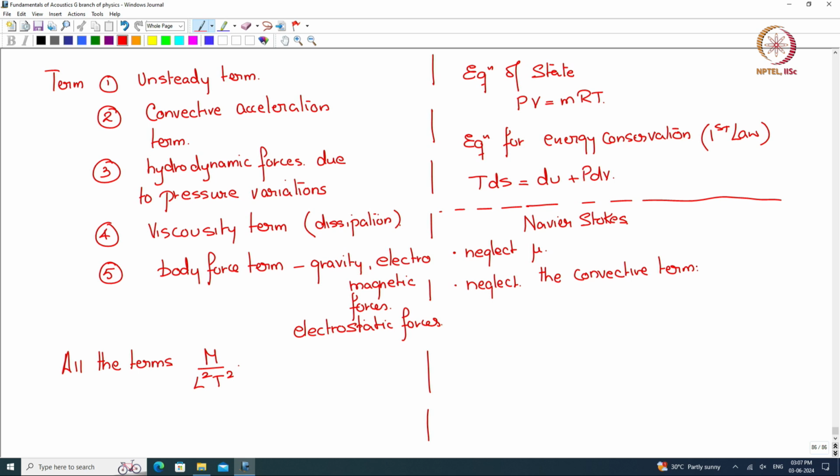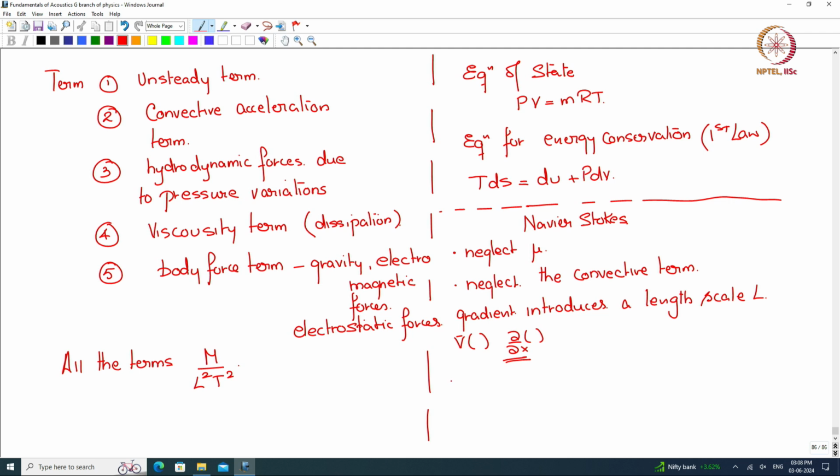Neglect the convective term. Okay, why do we do that? What I am going to say here is that a spatial gradient introduces a length scale L. If I have some del of something, or del x of something, this is going to introduce a length in the denominator. Why do we say that?